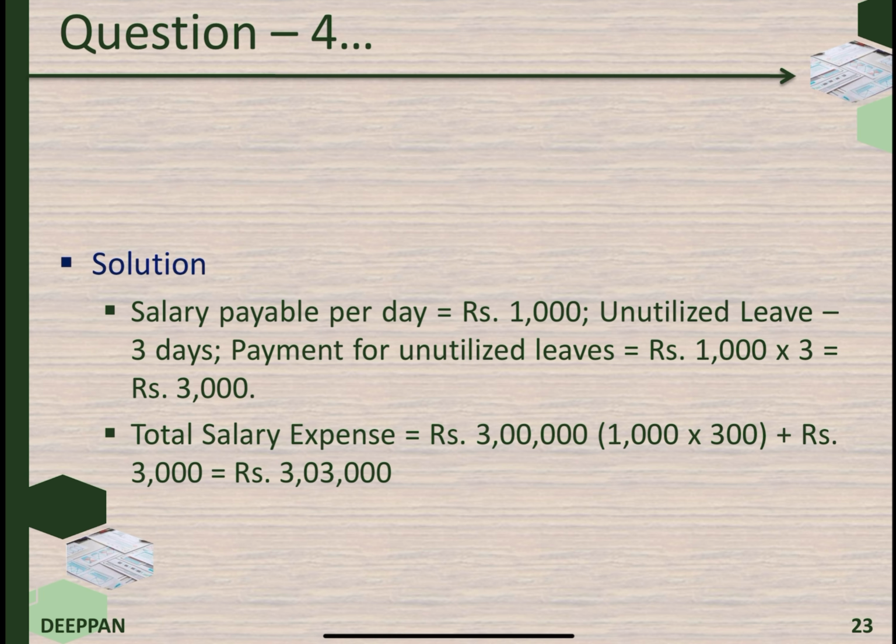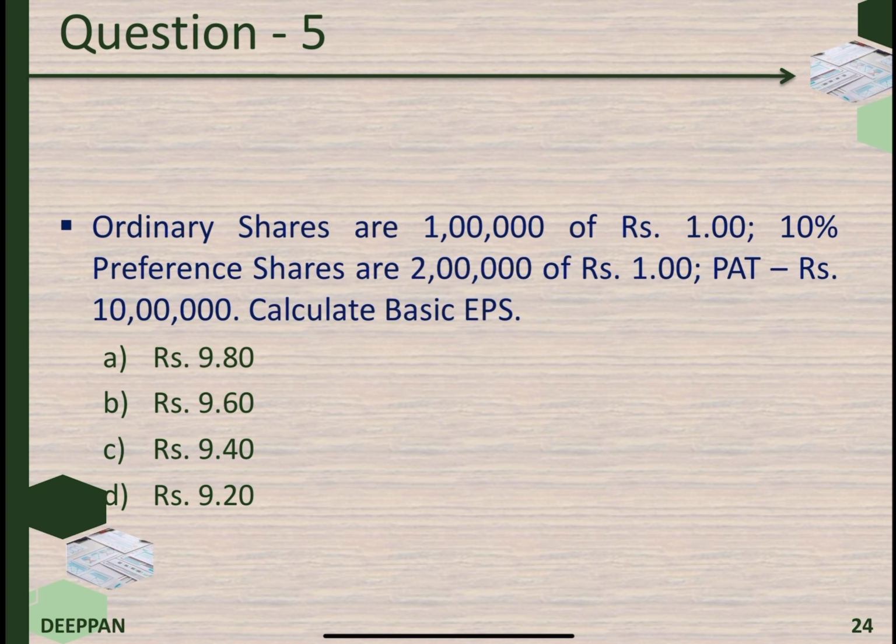Rupees 3,03,000. That is salary payable per day is equal to 1,000. Unutilized leave 3 days. Payment for unutilized leaves is 1,000 into 3, that is 3,000. Total salary expenses is equal to 1,000 for 300 days, that is 3 lakh, plus unutilized leave salary 3,000. The total salary expense is 3 lakh and 3,000.